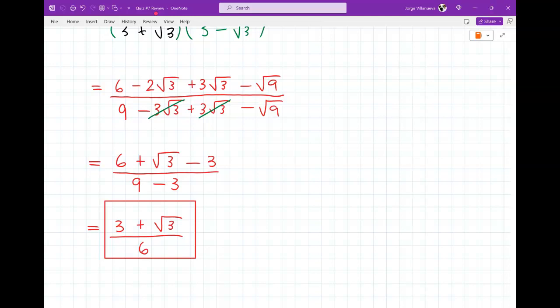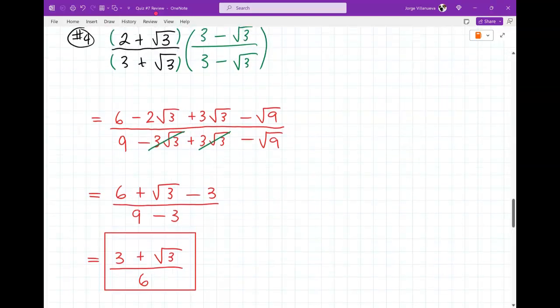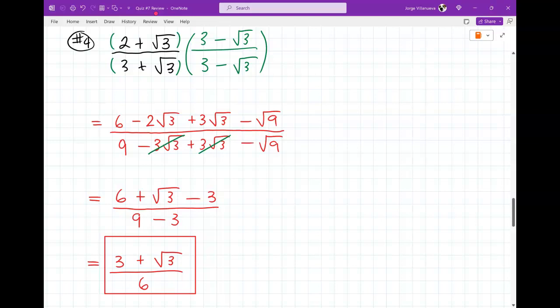So on the first four examples, you guys have any questions on the first four? Because the next four are going to go by really fast.